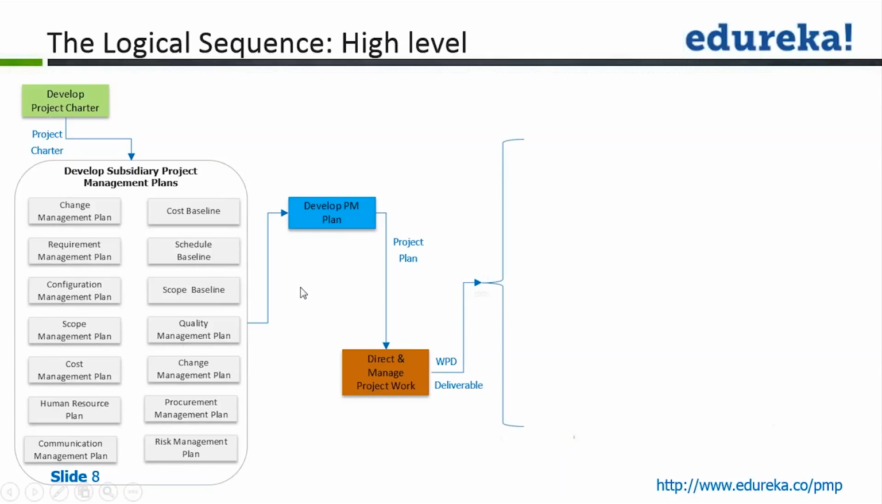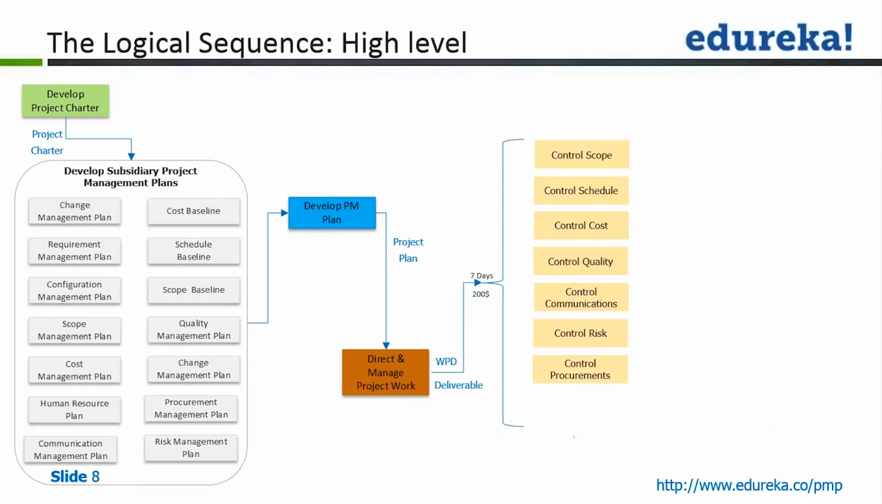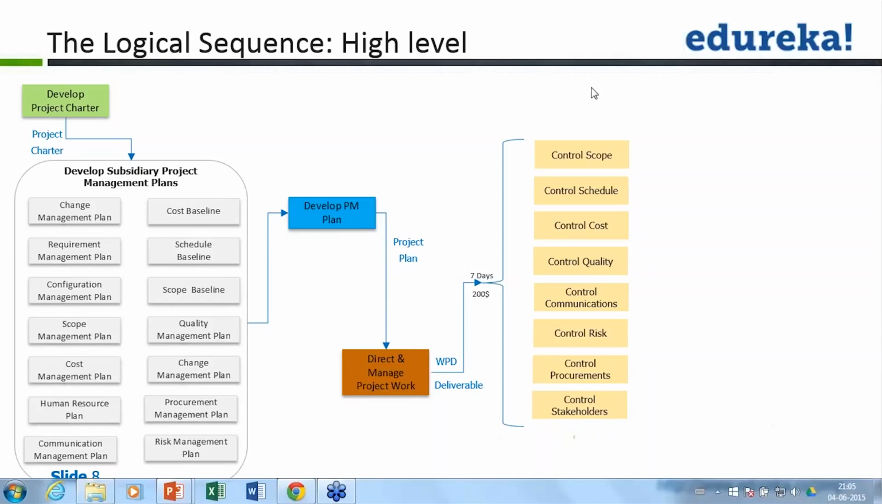Work performance data is the raw data associated with the deliverables. Let's say you did some work and completed some deliverable, and in order to complete that deliverable, you took 7 days and you spent $200 in doing that work. This work performance data will be taken to the specific elements of the project. If you look at these names here: control scope, control schedule, control cost, quality, and so on, they talk about a specific element of the project.